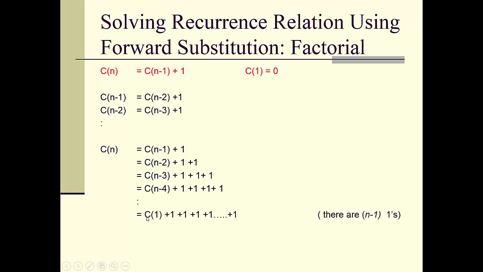So when I'm done with the substitutions, I will reach the bottom, which is C of 1 plus 1 plus 1 plus 1 plus 1, and there are n minus 1 ones. However, the value of C of 1 is equal to 0. So the total number of ones I have is n minus 1. So in this case, C of n is going to be equal to n minus 1. And we call this the closed form. In terms of complexity, if you have C of n is n minus 1, this is O of n.